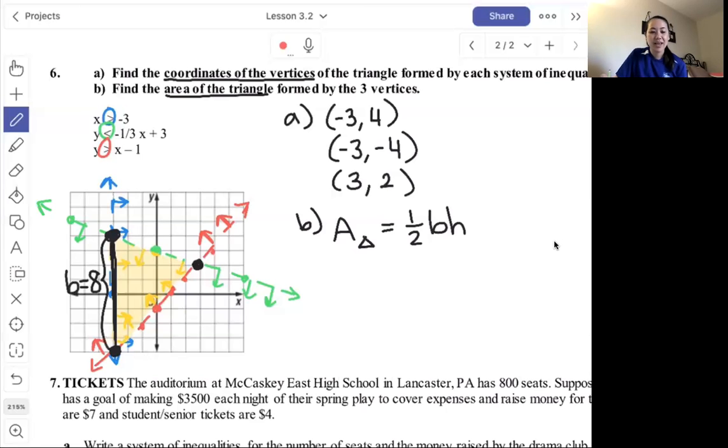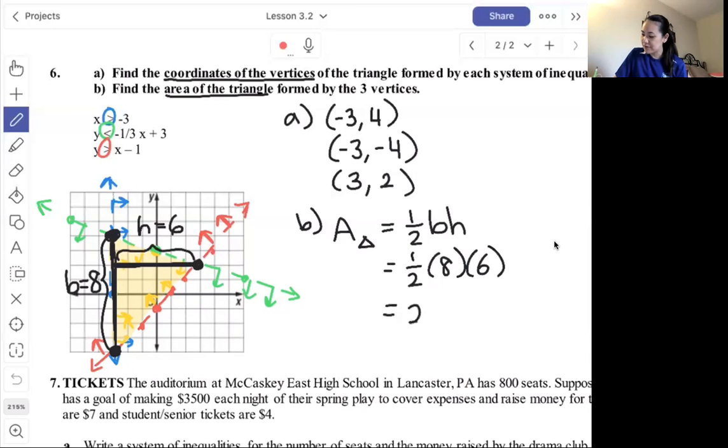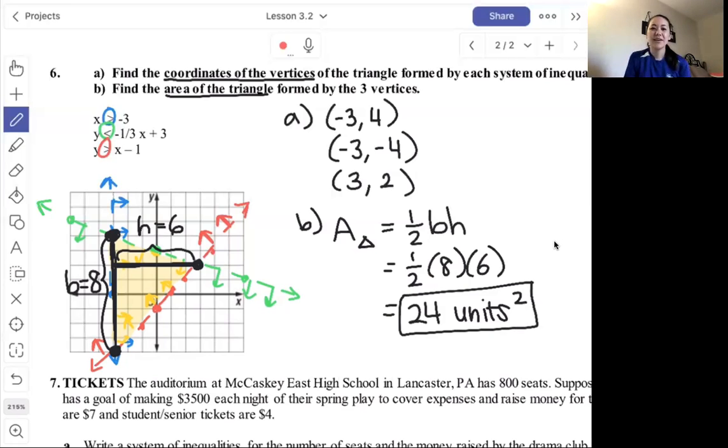All right. And then the height will be the horizontal line going to that vertex. All right. So this height will be this length, which is 6. 1, 2, 3, 4, 5, 6. All right, so 1/2 base times height gets us 24 units squared, since we're talking about area. Okay, any questions on that?